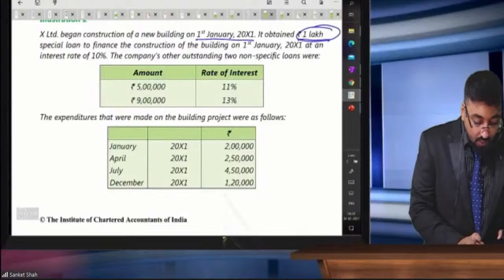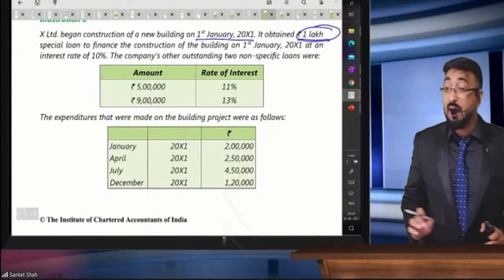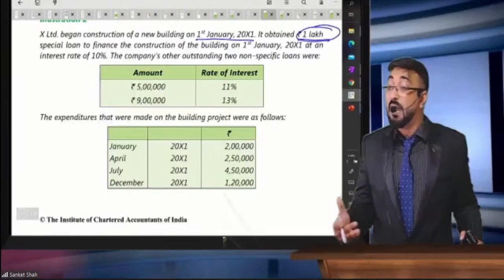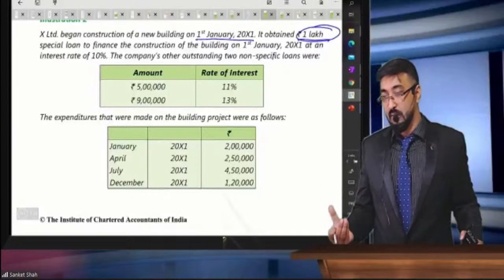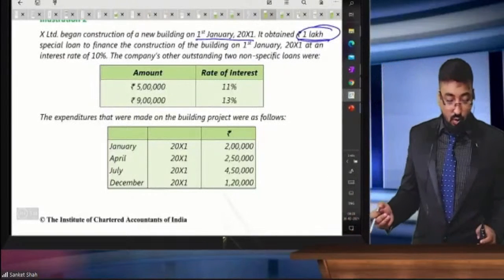Yes, beta, I know accounting standard 3 and 13 are remaining, but this accounting standard itself, they are topics. Okay, so don't worry.